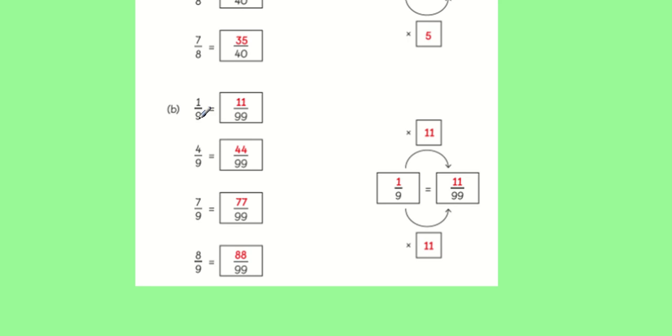And the last one here, we were going from 9 to 99. So we need to times 9 by 11 to get to 99. So we did 1 times 11, got 11, 4 times 11, 7 times 11, 8 times 11. So we know that 8/9 is the same as 88/99, which again, it's quite funny to say. Okay, well done if you got any of those right.